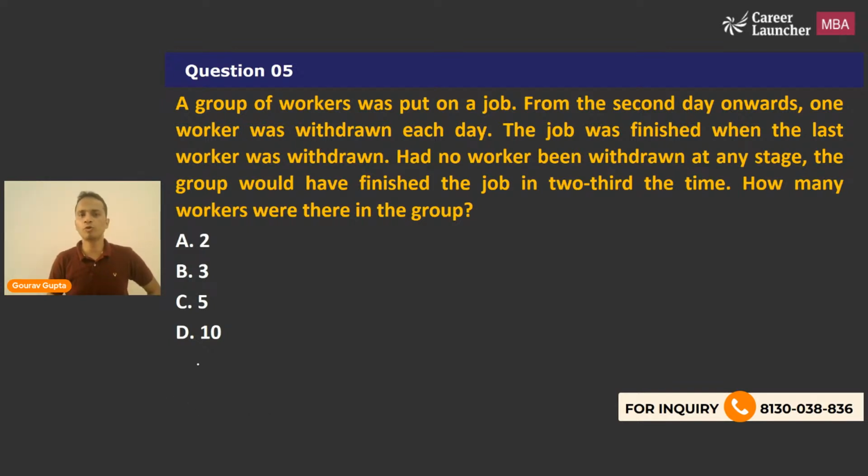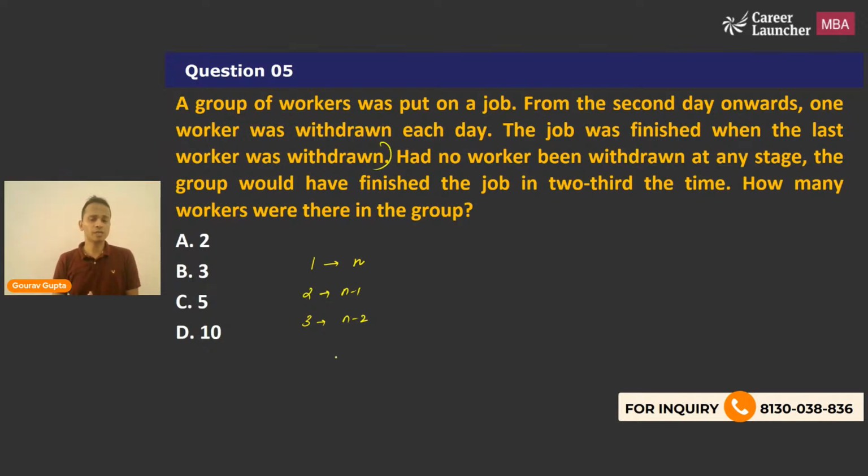A group of workers was put on work for a job. Basically, on the first day some group of workers are put on this job. From the second day onwards, one worker was withdrawn each day. So if let's say there are n workers in total, on the first day n workers are working. On the second day, n minus 1 are working. On the third day, n minus 2 are working. And the job was finished when the last worker was withdrawn.